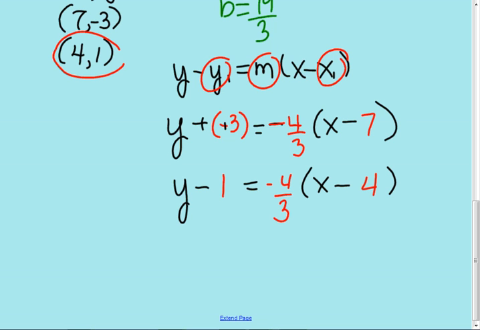Because I use the other point, I can use either ordered pair. It doesn't matter. Okay. They are the same things. They don't look it, but they are. Okay, Sydney, put that away.